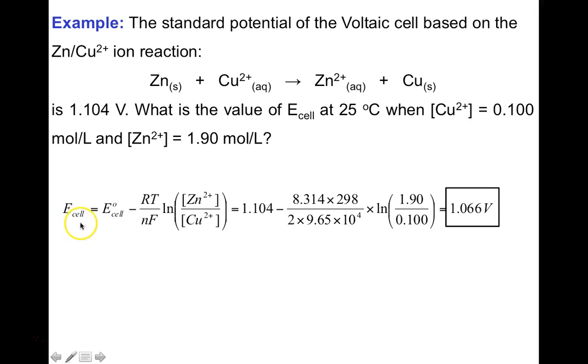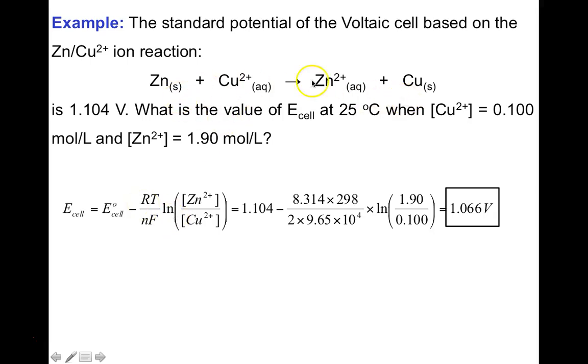So let's go ahead and calculate the cell potential. The cell potential is equal to the standard cell potential, 1.104 volts, minus RT/nF. In this cell, 2 electrons are being transferred, so n is 2. Our temperature is given as 25 degrees Celsius, but we need to express that in Kelvin. And the value of R that we use is 8.314.